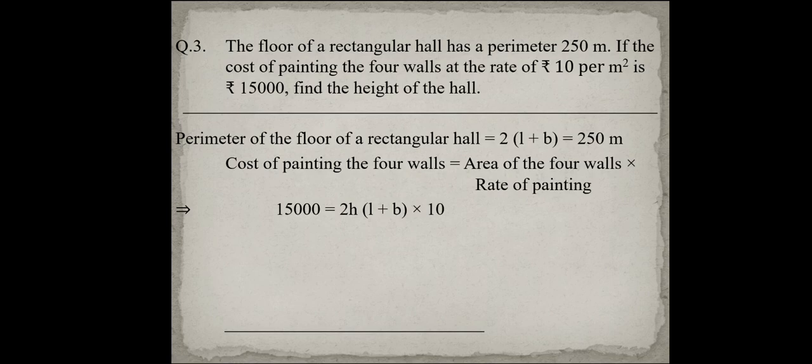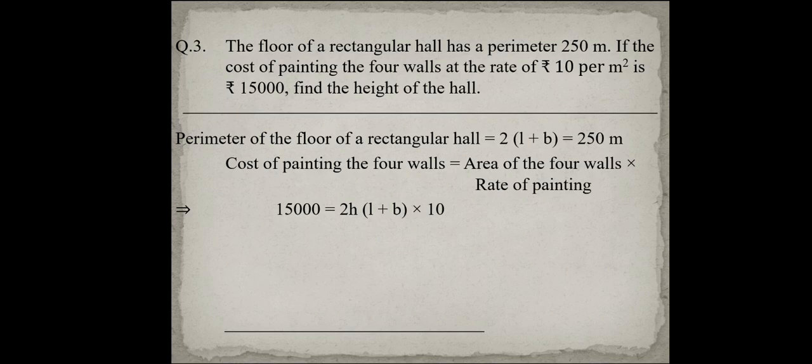Now 2 into L plus B, it means it is perimeter. And that perimeter is given here, that is 250 meter. So put the value of cost of painting, that is 15,000. Area of the four walls is 2h into L plus B, where 2 into L plus B equals 250.